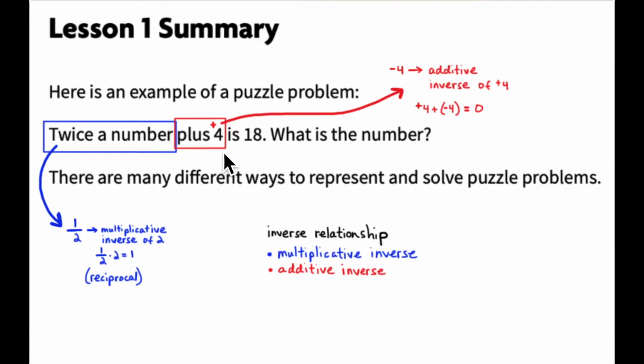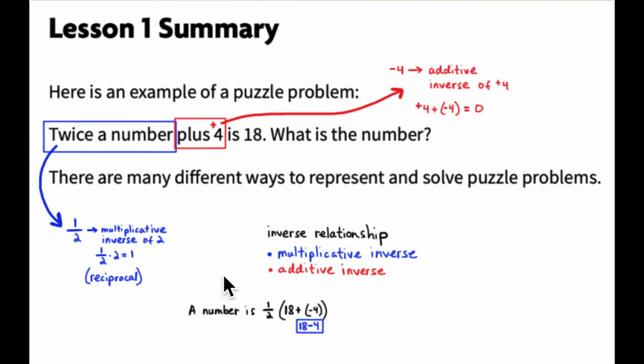Anytime you see plus a number, in this case plus a positive 4, think about the additive inverse. So if you have a positive 4, you're going to add a negative 4, that equals 0. So any number plus its additive inverse equals 0, and 0 is the identity property of addition. So any number plus 0 equals that number. So when you add the additive inverse, you in effect get rid of that number. In this case, get rid of the positive 4. So these are the inverse relationships to look for: multiplicative inverse and additive inverse.